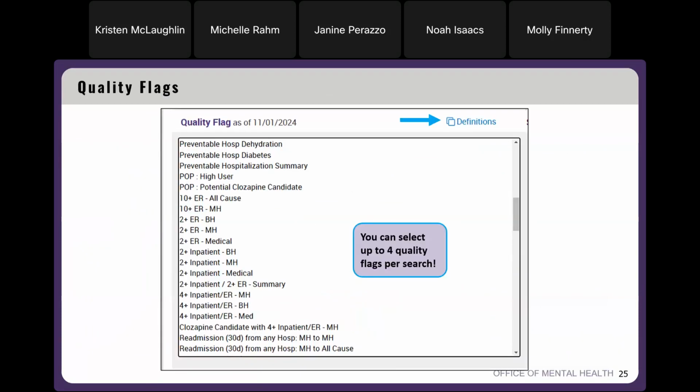Then we also have quality flags. So any of the quality flags you can also search for. So if you're a hospital user and you want to know, of the people that have been served in the past year, how many were due to 10 or more ER visits for mental health cause? And you can select, again, more as up to 4 quality flags per search. But again, that's going to create an OR criteria.